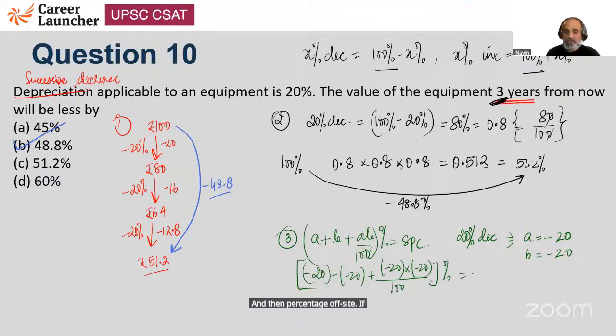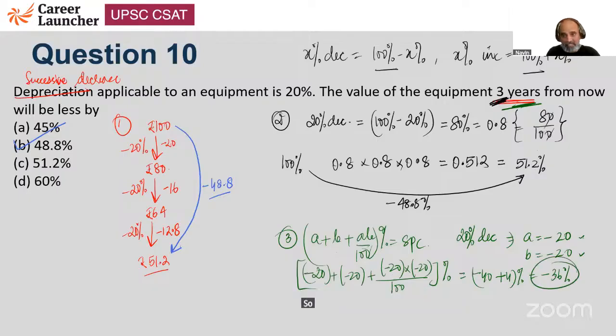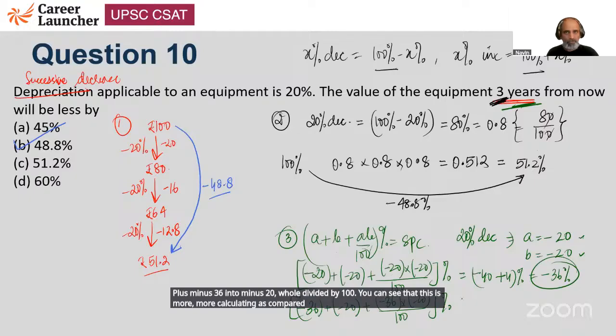If you solve this, this is going to be minus 40. This will become plus 4 percentage. So this is going to be minus 36%. Now, how many times did we take minus 20? We took only twice as of now. We have to take it 3 times. So take this answer and do the same calculation with the third minus 20. So this is going to be minus 36 plus minus 20 plus minus 36 into minus 20 whole divided by 100. You can see that this is more calculating as compared to the previous two approaches.